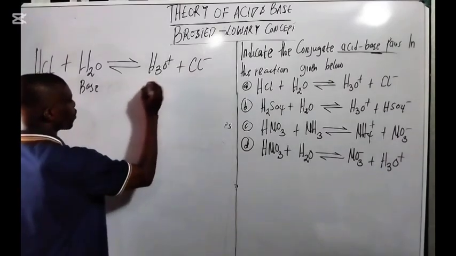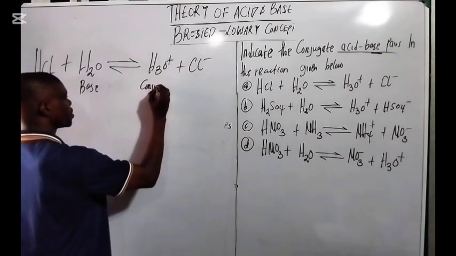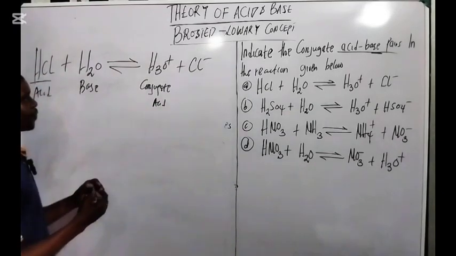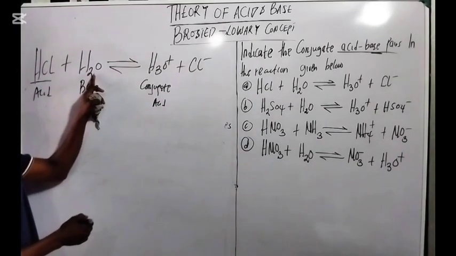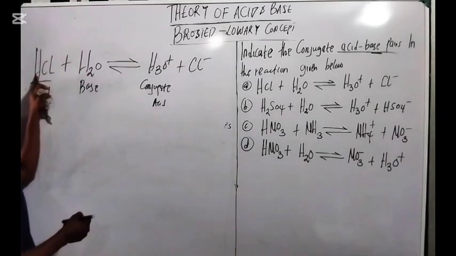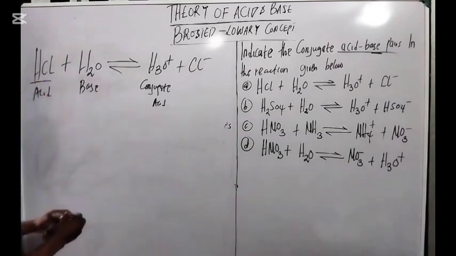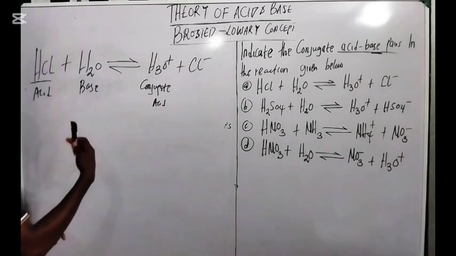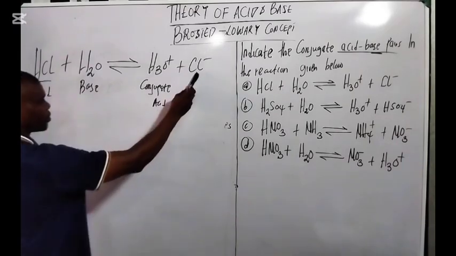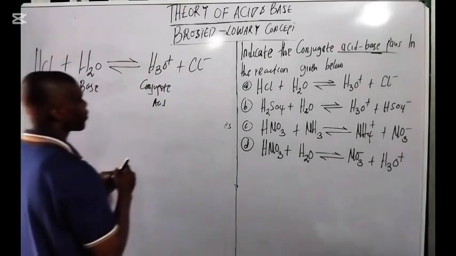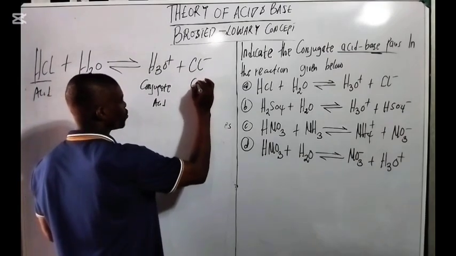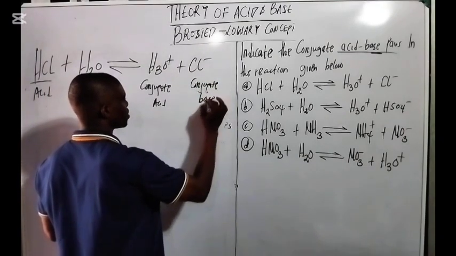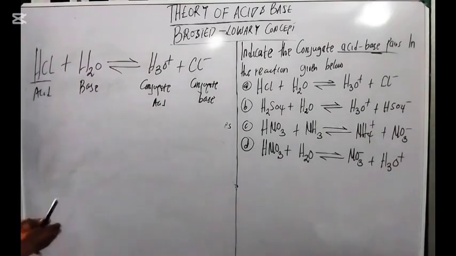So this becomes the conjugate acid. The conjugate acid is formed as a result of the base accepting a proton from the acid. On the other hand, this acid has lost a hydrogen, which is a proton. So here you can see that this will not be a base, but a conjugate base.